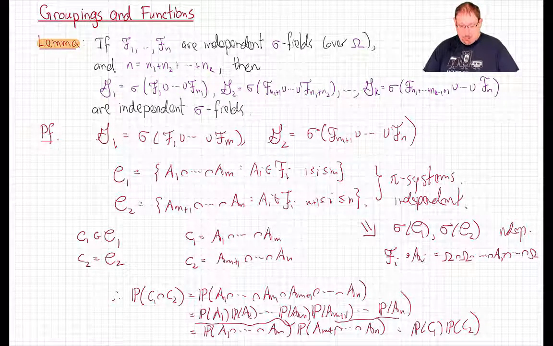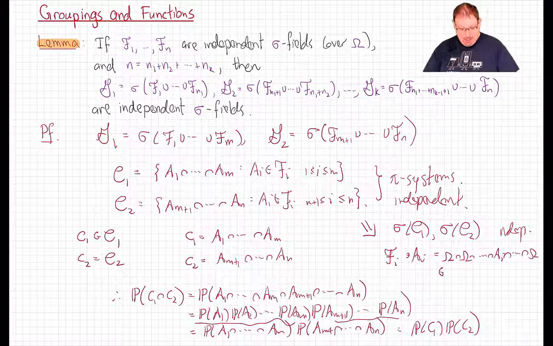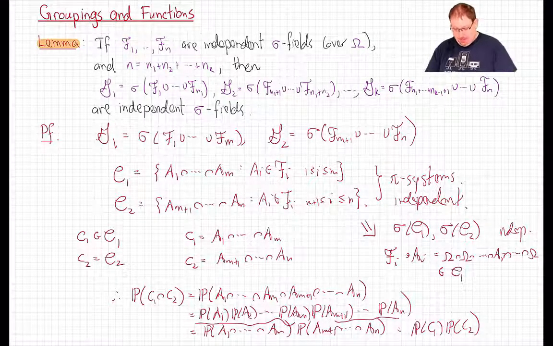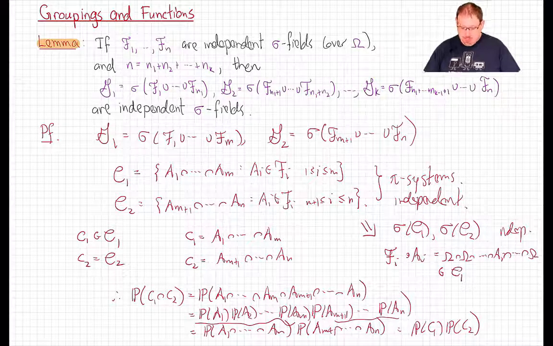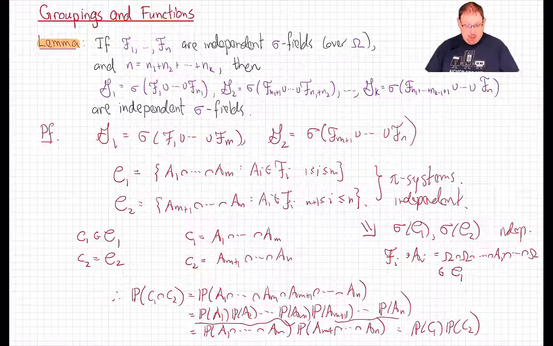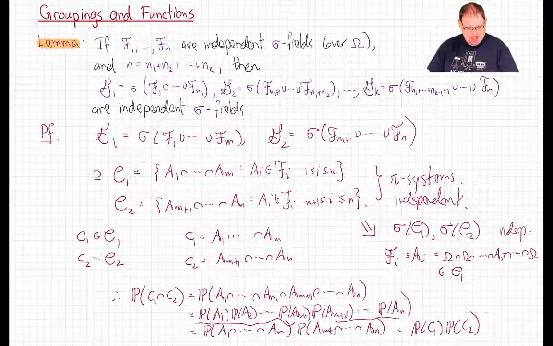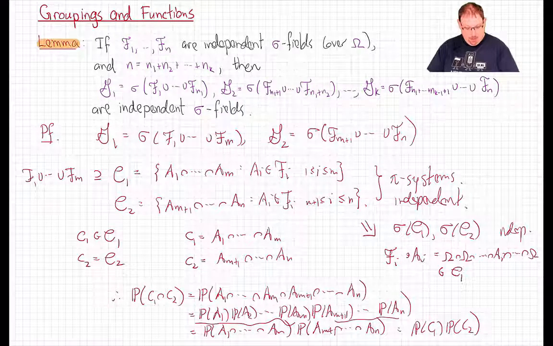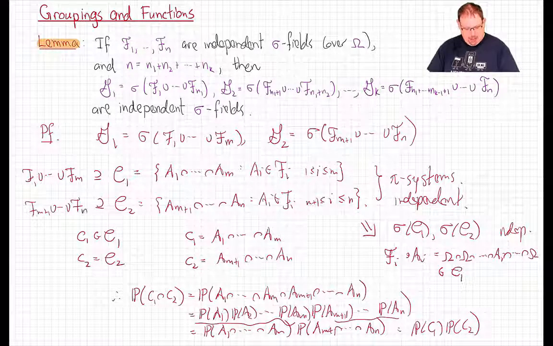And that, by definition, is in C1 or C2 if you're taking the A_i in the appropriate place later. So C1 contains the union F1 up to Fm, and C2 contains the union Fm+1 up to Fn.